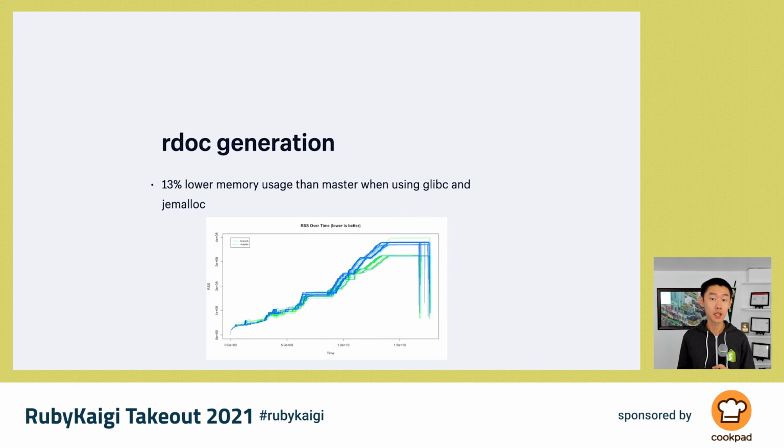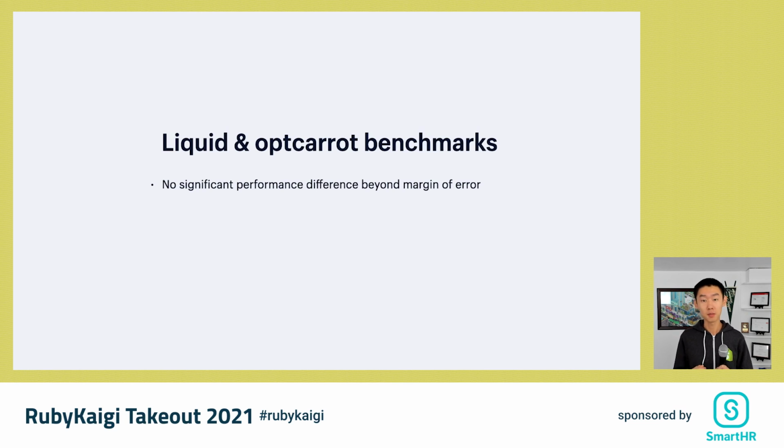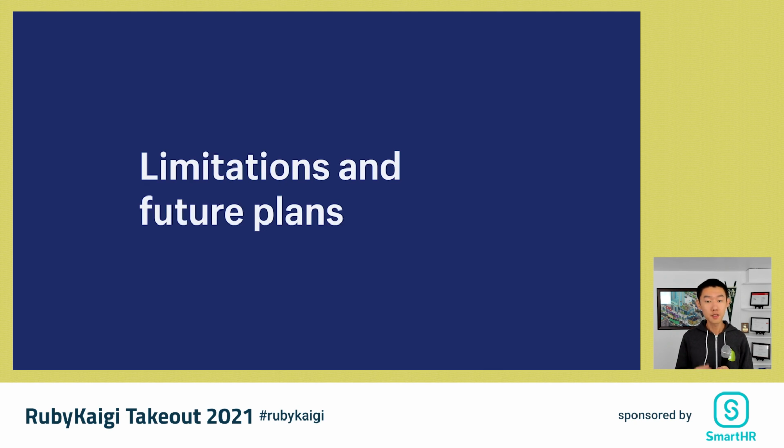rdoc generation generates the Ruby documentation. Unlike Railsbench, where variable width allocation used more memory, here we see 13% lower memory usage. In the liquid and optcarrot benchmarks, we see no significant performance differences beyond the margin of error. Now that you've seen our current implementation and performance results, Matt will now talk about some limitations of this implementation and how we're planning on tackling them.